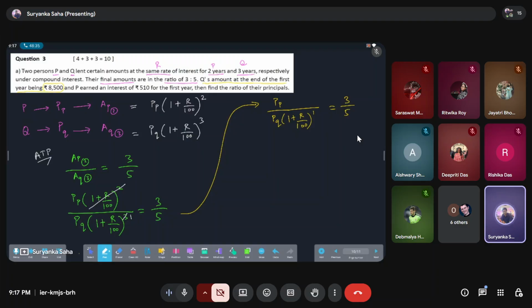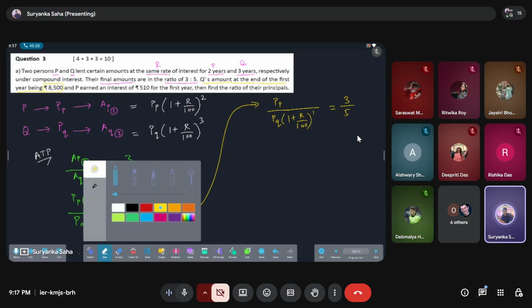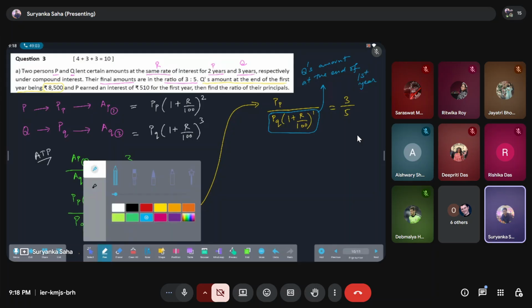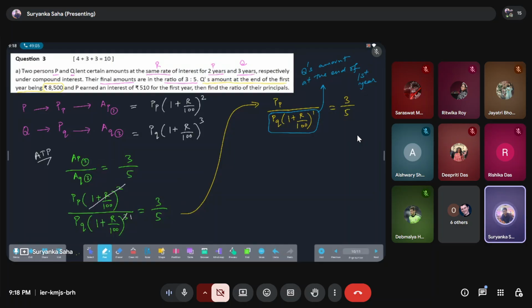Isn't it? Amount at the end of first year. So don't you think the denominator we have got here is nothing but Q's amount at the end of first year? This is the hidden information given in the question. Understood everyone? So this value is given, 8500.